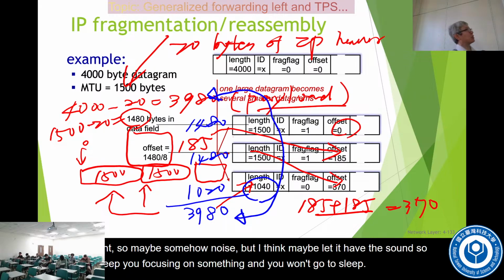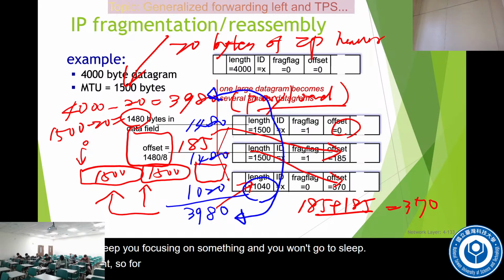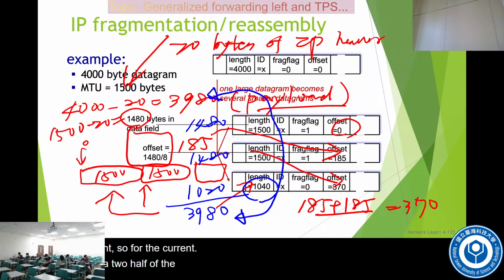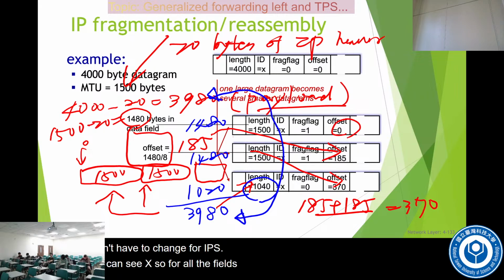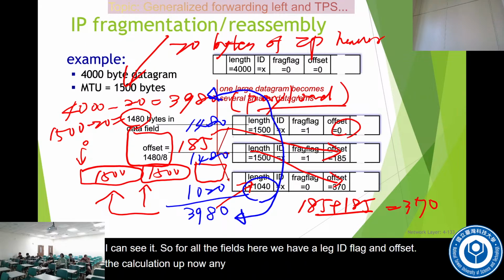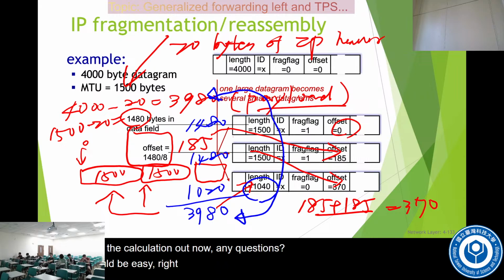All right, so for the current fragmentation operation, I forgot to mention the ID: we don't have a change for the ID. So for all the fields here, we have length, ID, flag, and offset. About the calculation up to now, any questions? It should be easy, right? But I didn't give the reason why over 8.